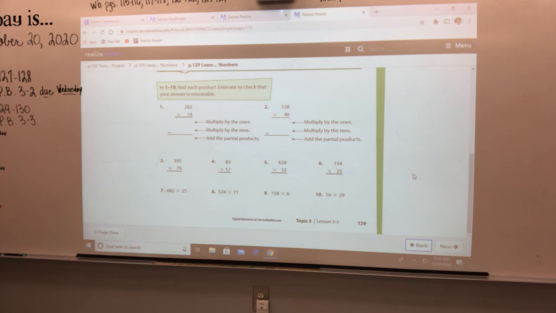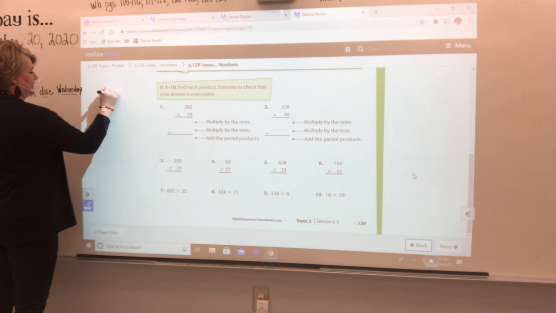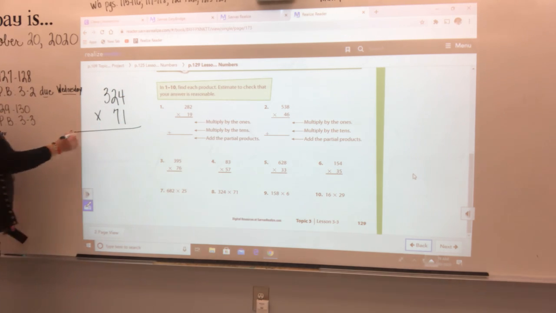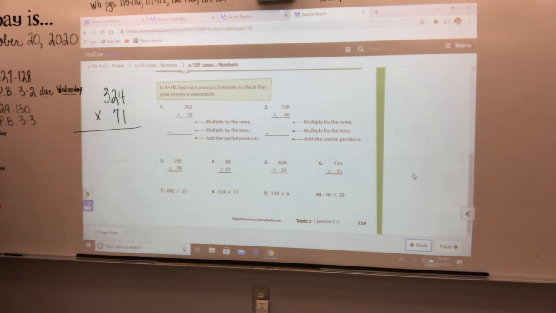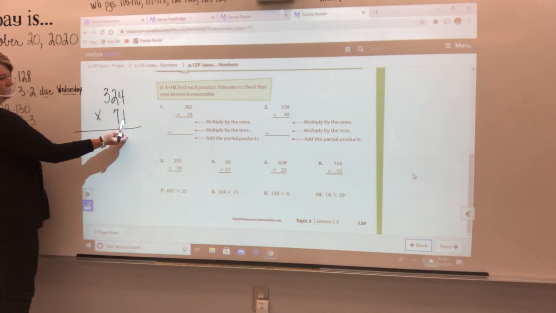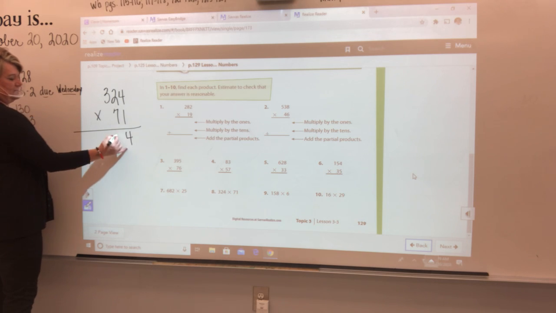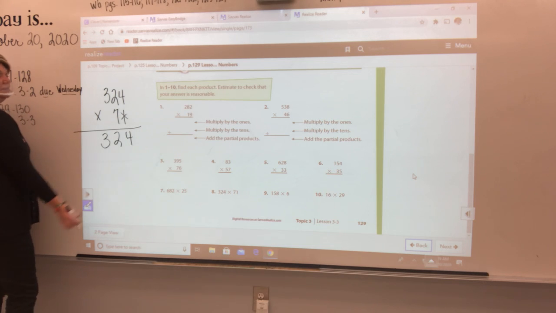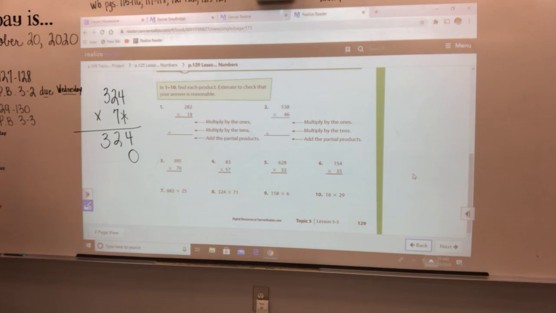Okay, Brooklyn, last one I'm going to do on the front. Number 8, 324 times 71. Yeah, the 1s are going to be easy. The 7s will be hard. Okay, here we go. 1 times 4 is 4. 1 times 2 is 2. 1 times 3 is 3. So easy. Get rid of that 1. There were no carries that time, so we're just going to put a placeholder 0.